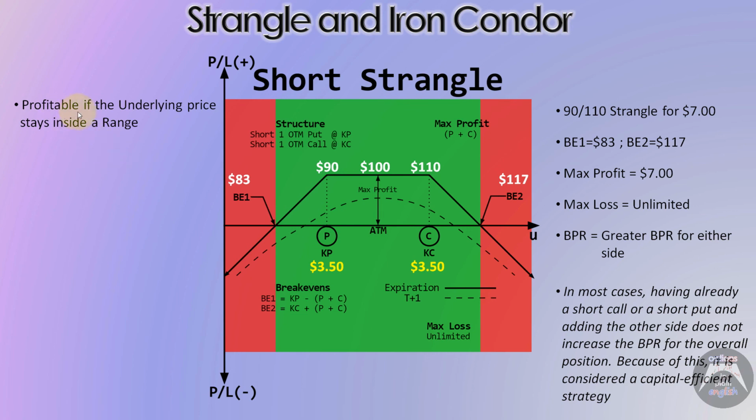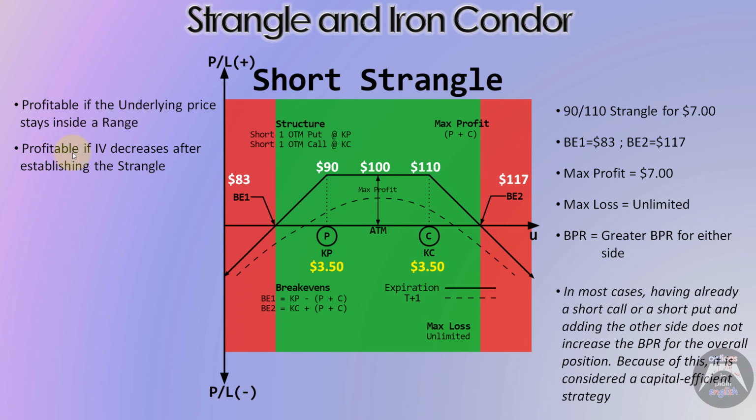So this strategy is profitable if the underlying price stays inside the range. So if it stays inside at expiration, inside the range of the strike price for the put and the strike price for the call, then you're going to have max profit. But if it stays inside the range bound by the break-evens, then you're going to make money.